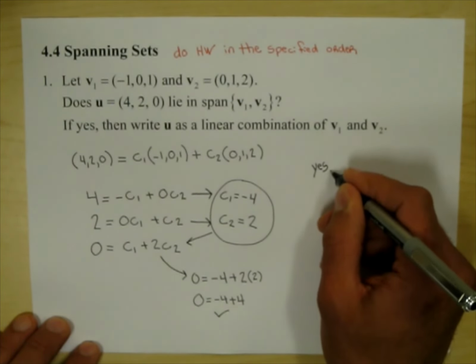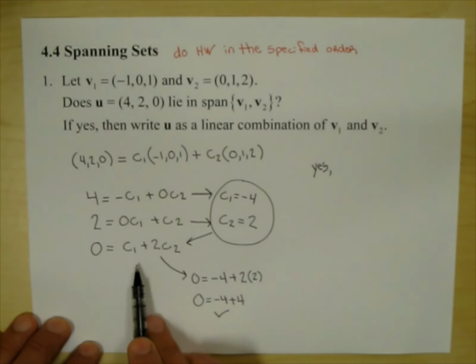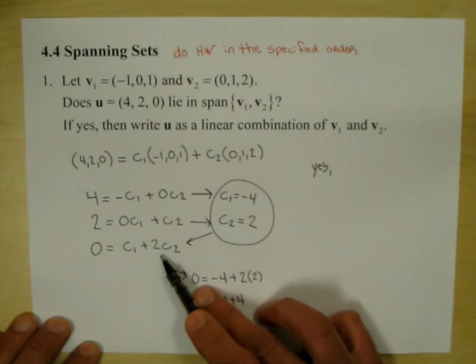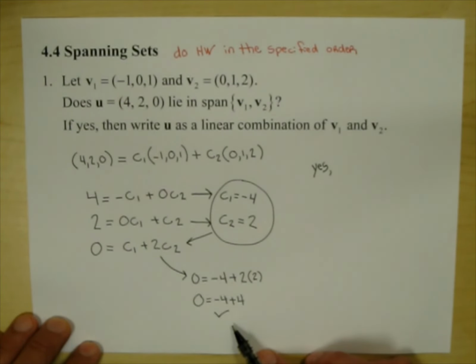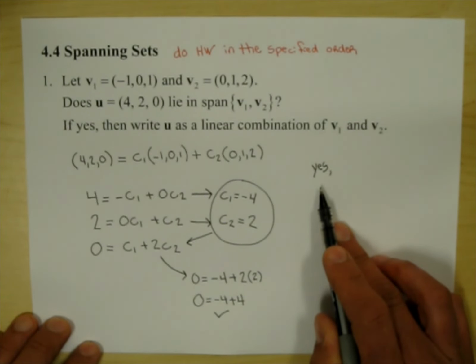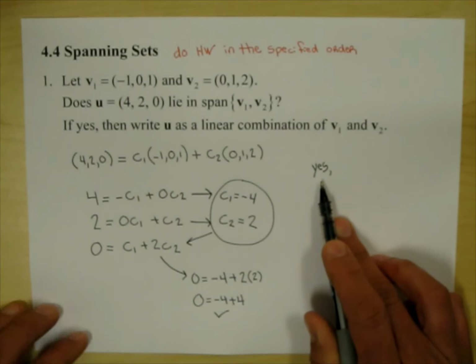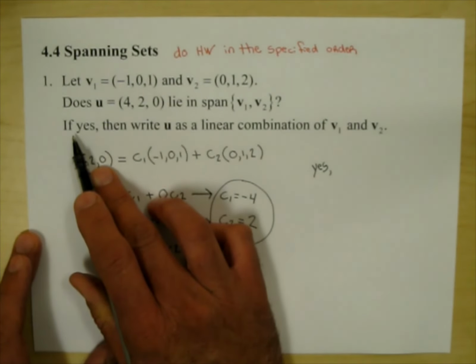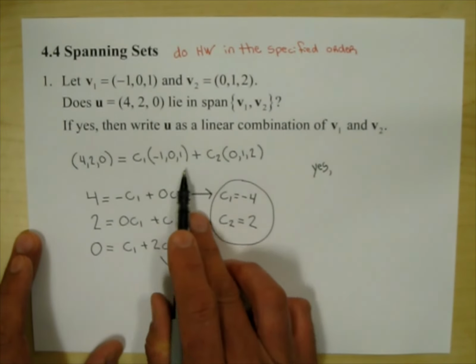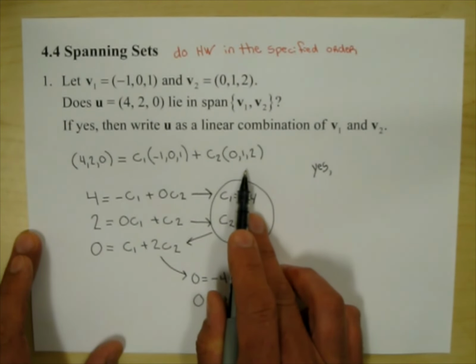Now, if this had looked different, like perhaps what if there was a 3 right there, then this would not have worked, and the answer would have been no. So yes, U does lie in the span of these guys. This is the span of those guys.